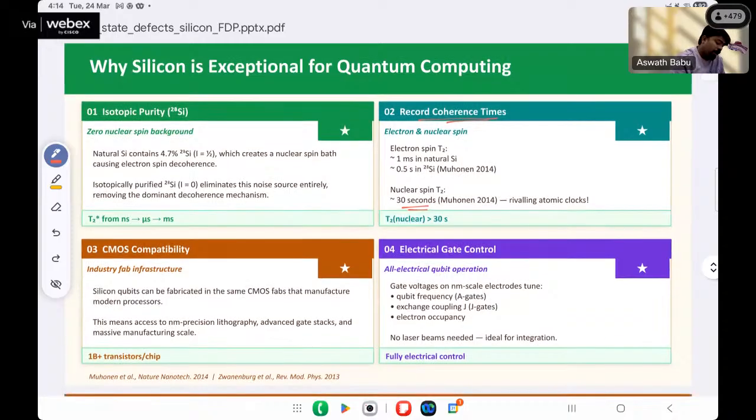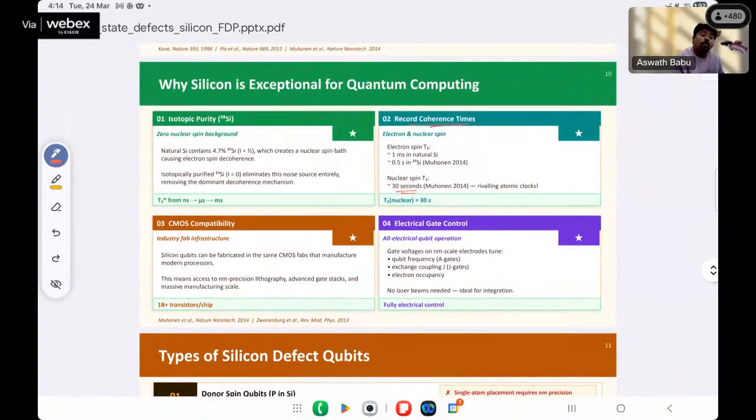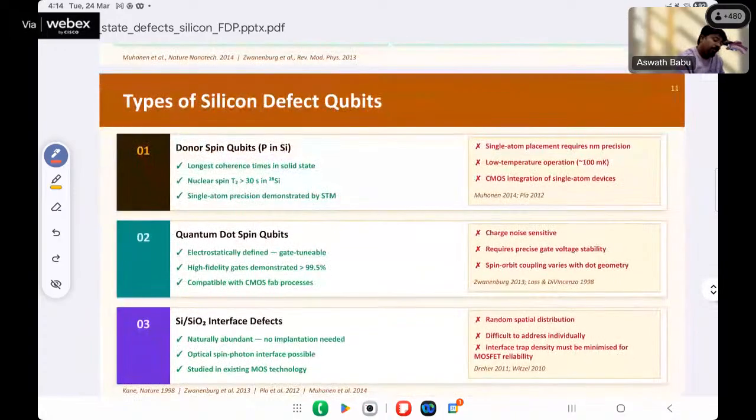And it's compatible with existing electronics like CMOS transistors. You can realize electrical gate control using microwave pulses. Not only that, there are other gate voltages we can use at nanometer scale electrodes, and we can realize the gates. So that's why this is an exceptional means to realize qubits. That's why people are working on that.